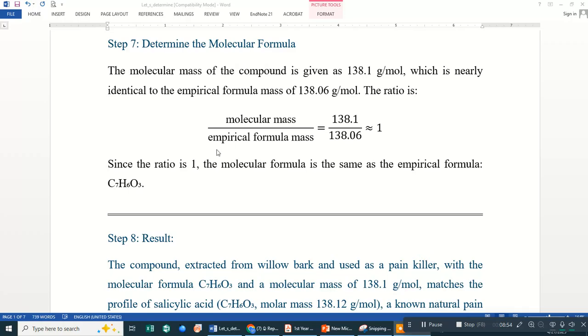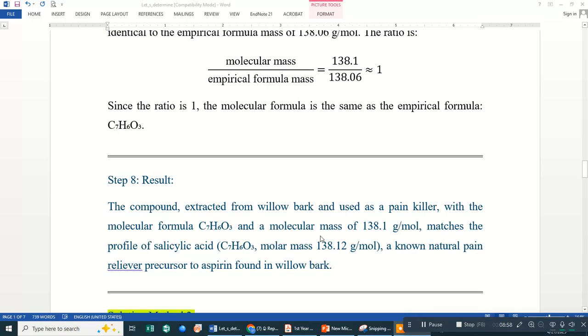Okay, this formula is the formula of salicylic acid. It means willow trees have a natural product, salicylic acid, that is used as a pain reliever. It is used in the manufacturing of aspirin.